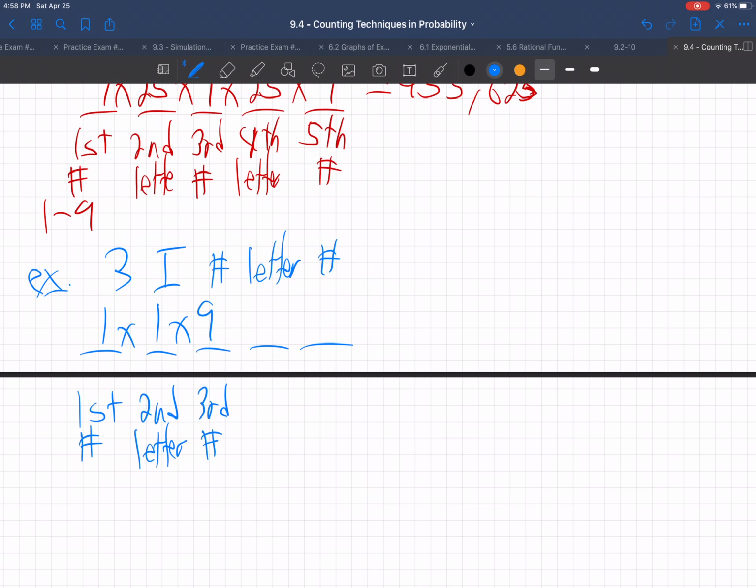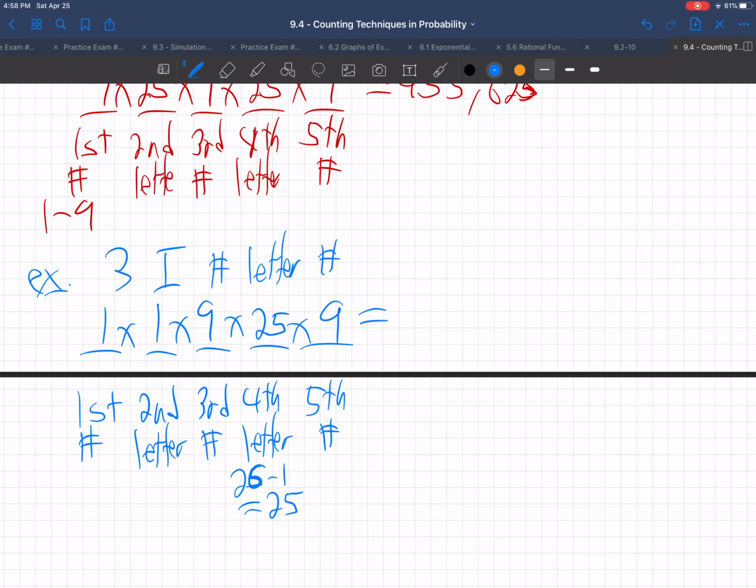So 9 different numbers. Times the fourth spot, which is a letter. It can be any letter you want, but not the letter O. So 25, because there's 26 letters in the alphabet and we've got to take 1 away. 26 minus 1 is 25, because we can't use the letter O. And the last spot, the fifth spot, is a number. 9 different numbers, again, because we can't use 0. So that limits things quite a bit. I got 2,025 possible combinations in that situation.